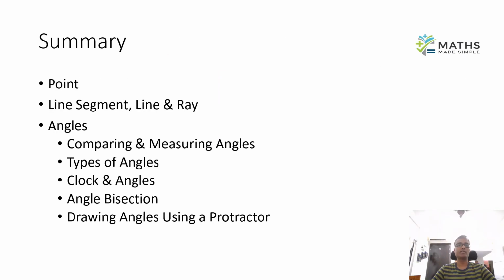Finally, let's quickly summarize all the topics that we covered in this video. We went through the basic building blocks or the foundations of plane geometry. We saw what a point is, we saw what ray, line, and line segments are, and we also covered angles. While covering angles, we saw different ways of comparing and measuring angles. We saw the different types of angles. We saw the relationship of clock and angles. We went through the concept of angle bisection. And finally, we understood how to draw angles by using a protractor.